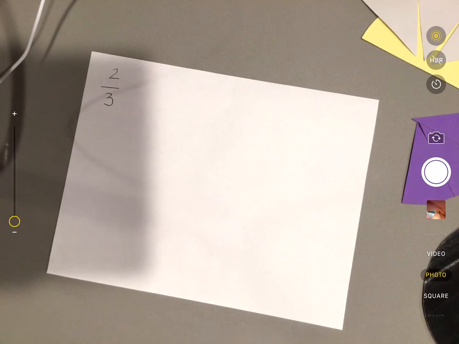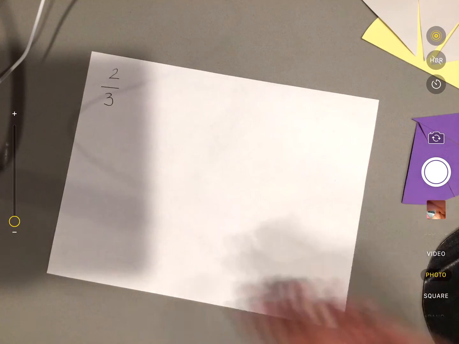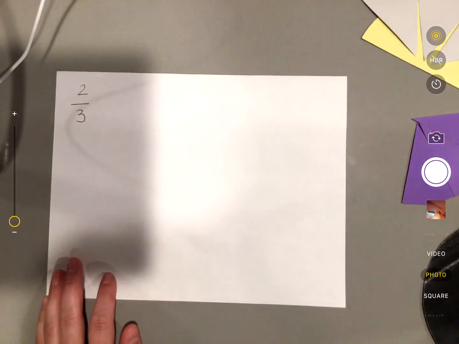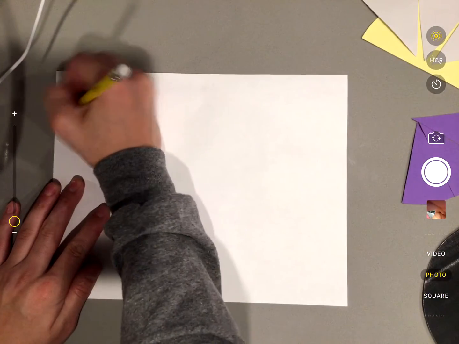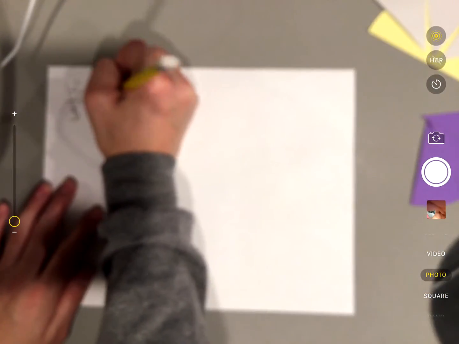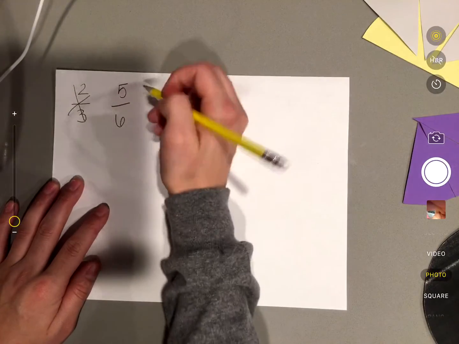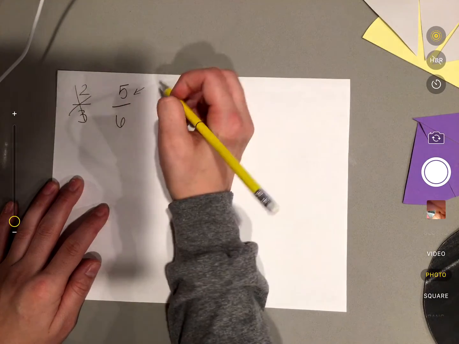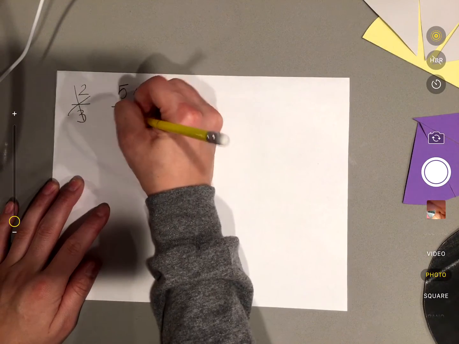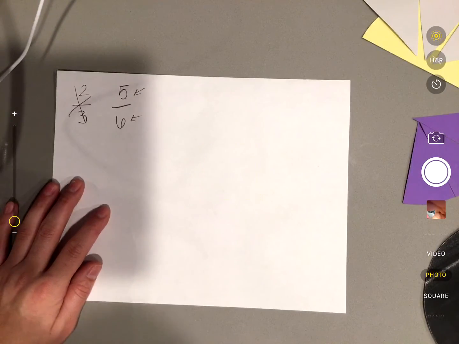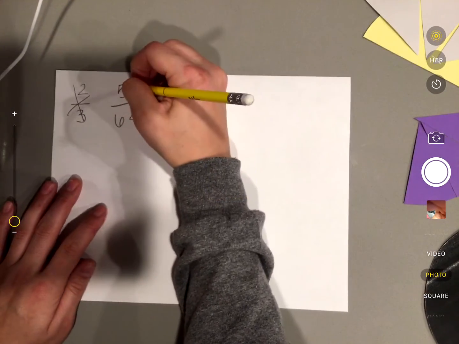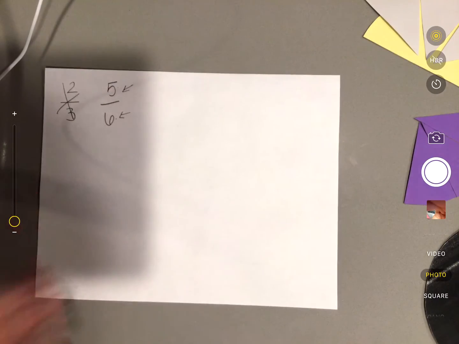Now, if I wanted 5/6, how could I show that? So what colors do I need to show 5/6? So we did 2 thirds, and let's do 5/6. So this is what I'm interested in. And this is how many pieces my whole is divided into. So I need 5 of 6 equal parts.